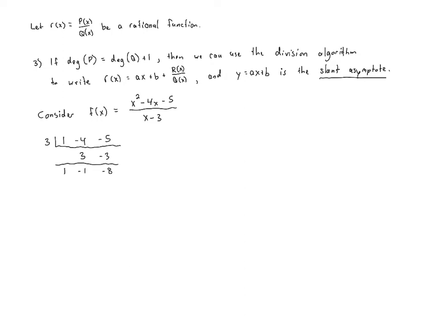And this tells us that our rational function is equivalent to 1x minus 1 plus -8 over x minus 3. Remember that this -8 is the remainder. Now, what this tells us is that the slant asymptote has equation y equals x minus 1. So this is our slant asymptote.